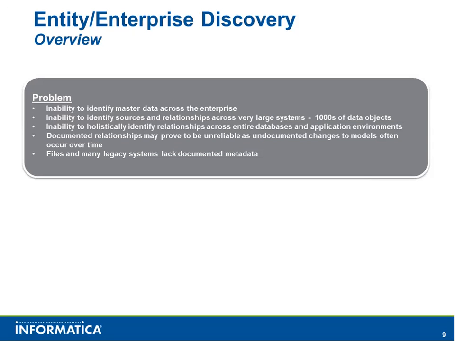It was often found that documented relationships may prove to be unreliable, as changes to these models often occur over time and may not have been documented as they should have been. And then you can also have files in many legacy systems where there is no documented metadata that will allow you to connect the information, and that's where we can use this to use the data to actually make those connections.